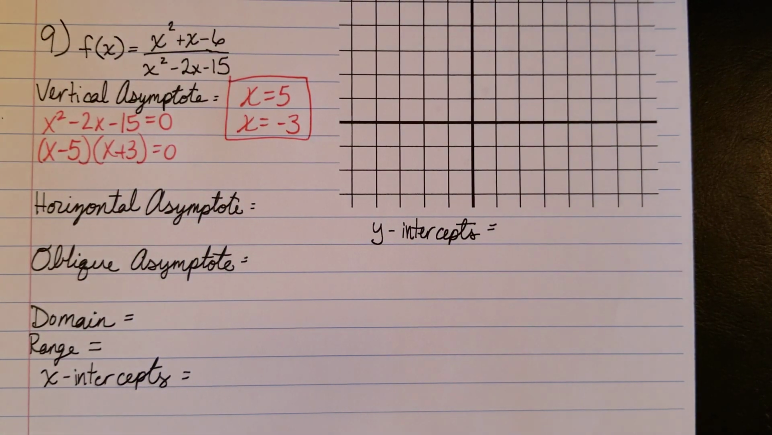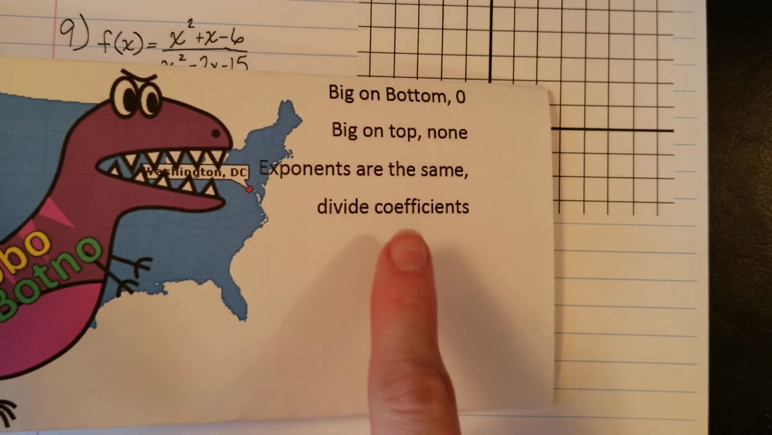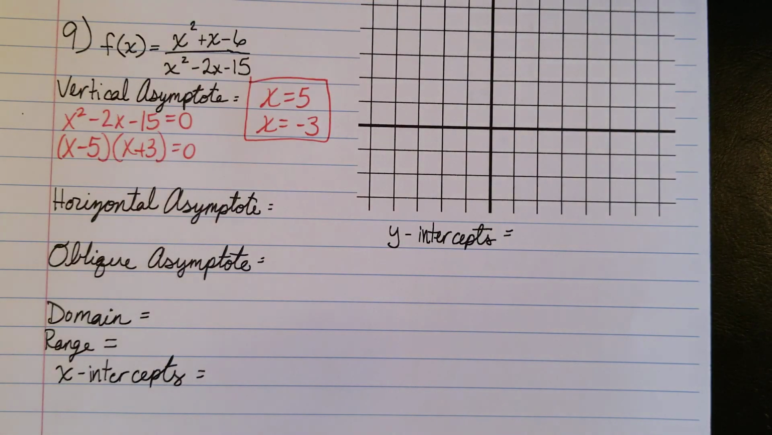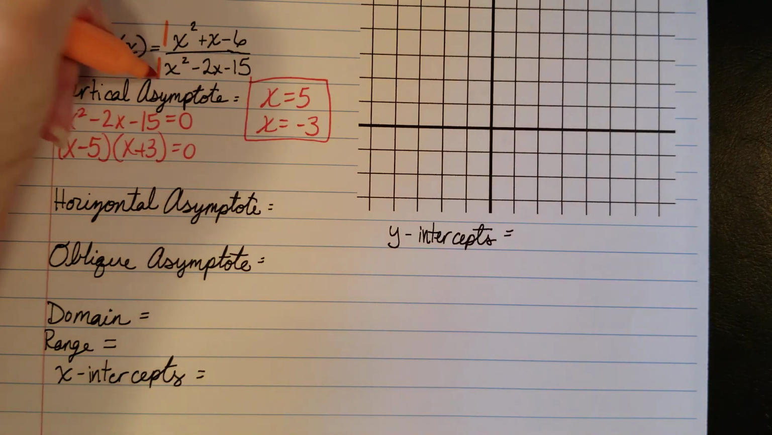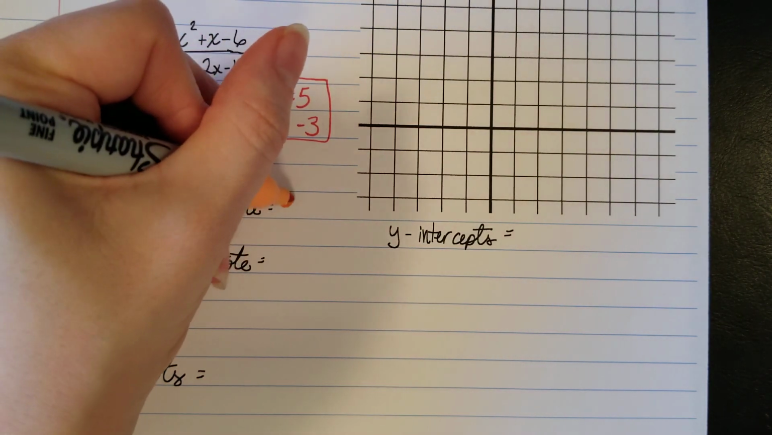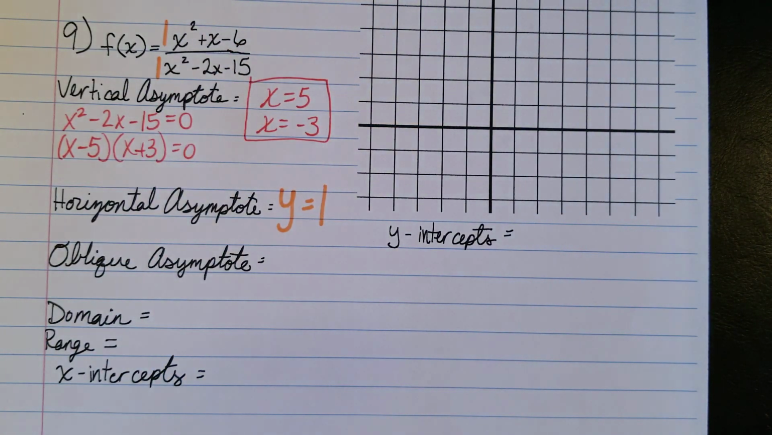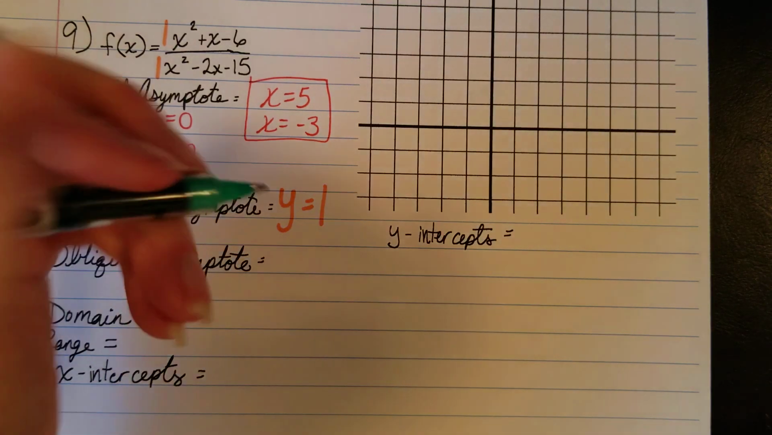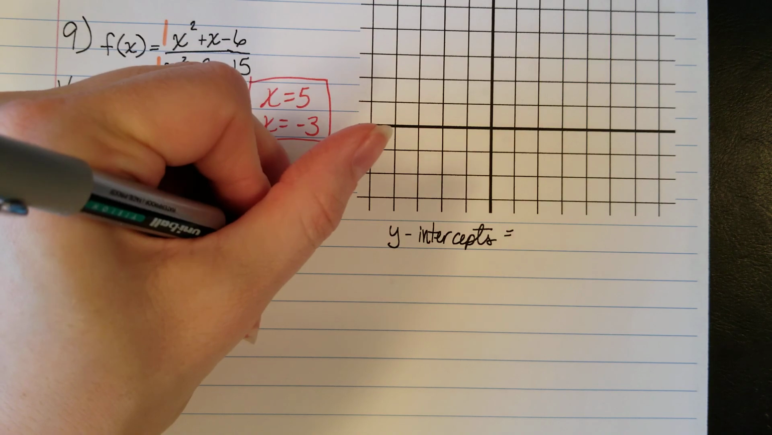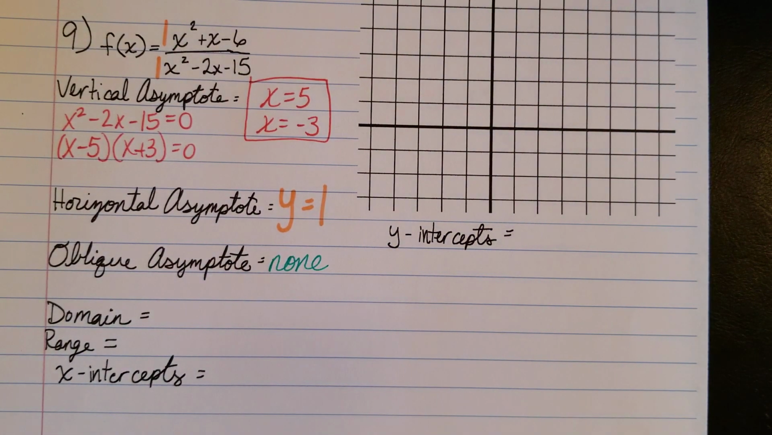And then for your horizontal asymptote, the numerator and denominator both have a degree of 2. So that is exponents are the same, divide coefficients. And the coefficients in this case are 1, so 1 over 1. So y equals 1 would be the horizontal asymptote. So we don't have any oblique in this case. Okay.